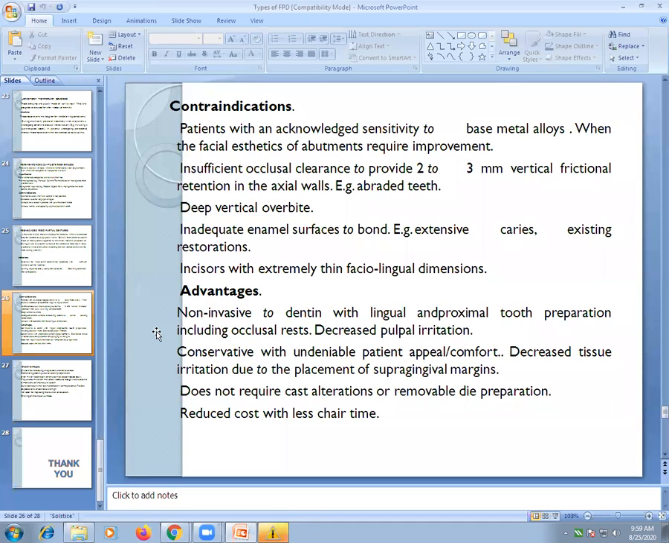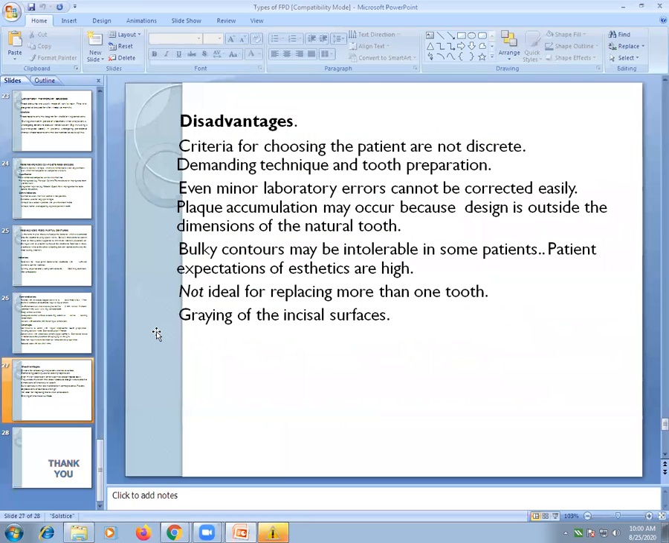Then the main advantages are that it is non-invasive to dentin, with lingual and proximal tooth preparation, and conservative, with undeniable patient appeal or comfort. Decreased tissue irritation due to the placement of supragingival margins, and reduced cost with less chair time. These are mainly the advantages. And the disadvantages are that criteria for choosing the patient are not discrete.